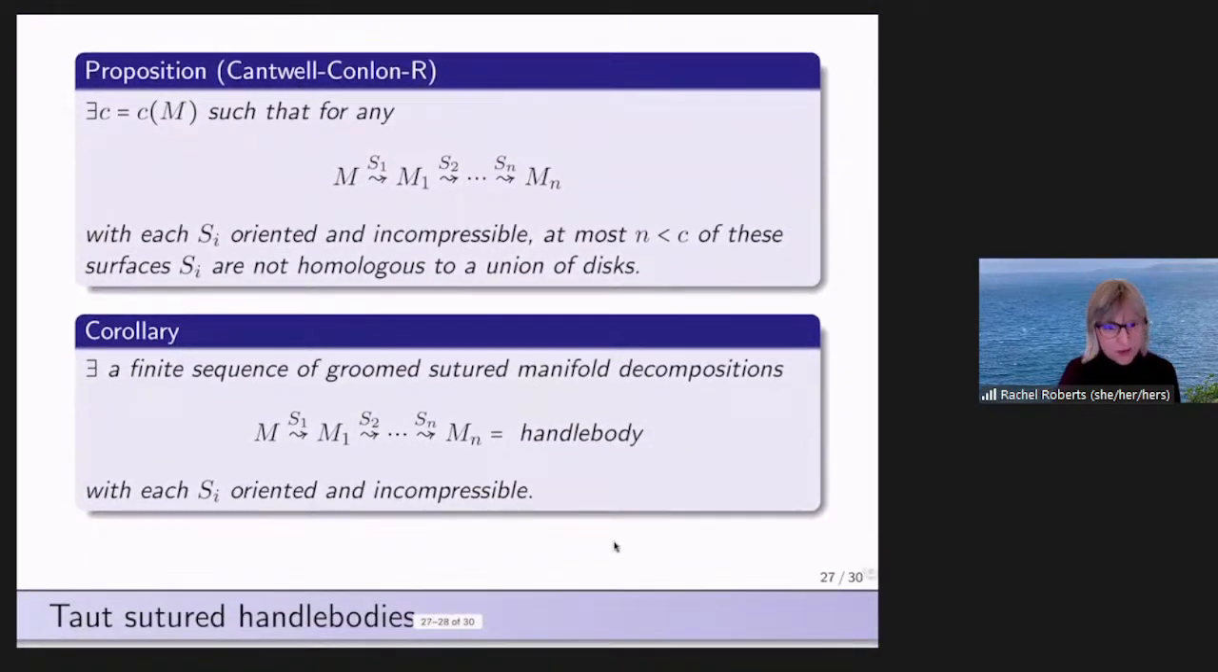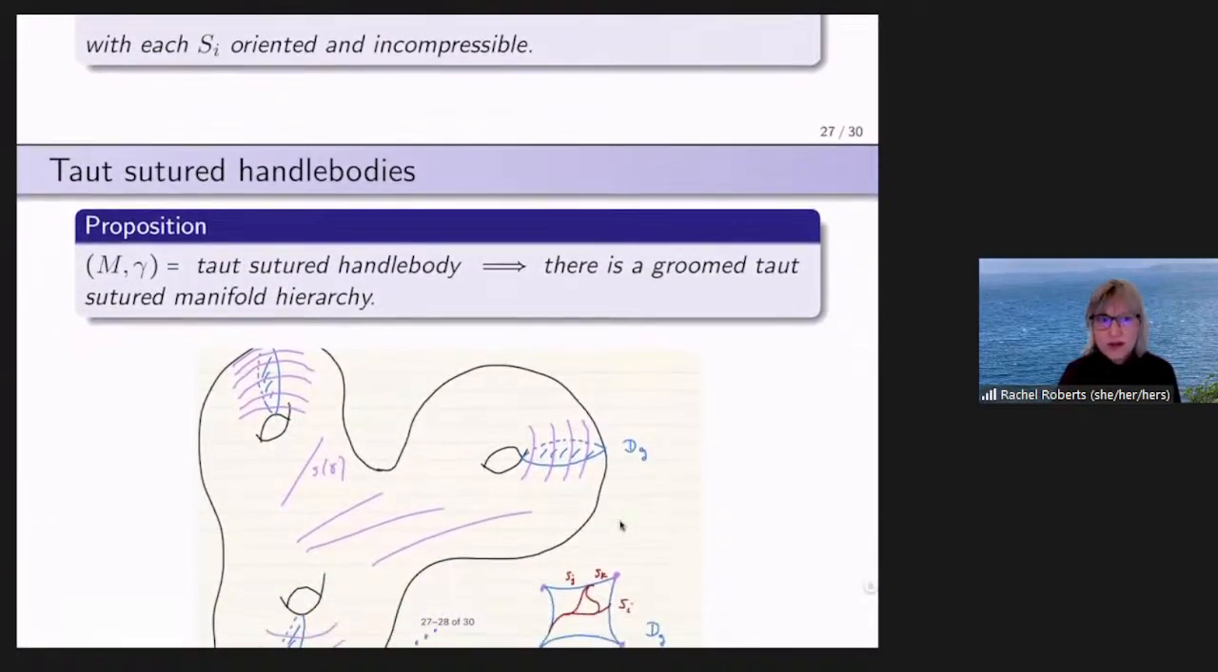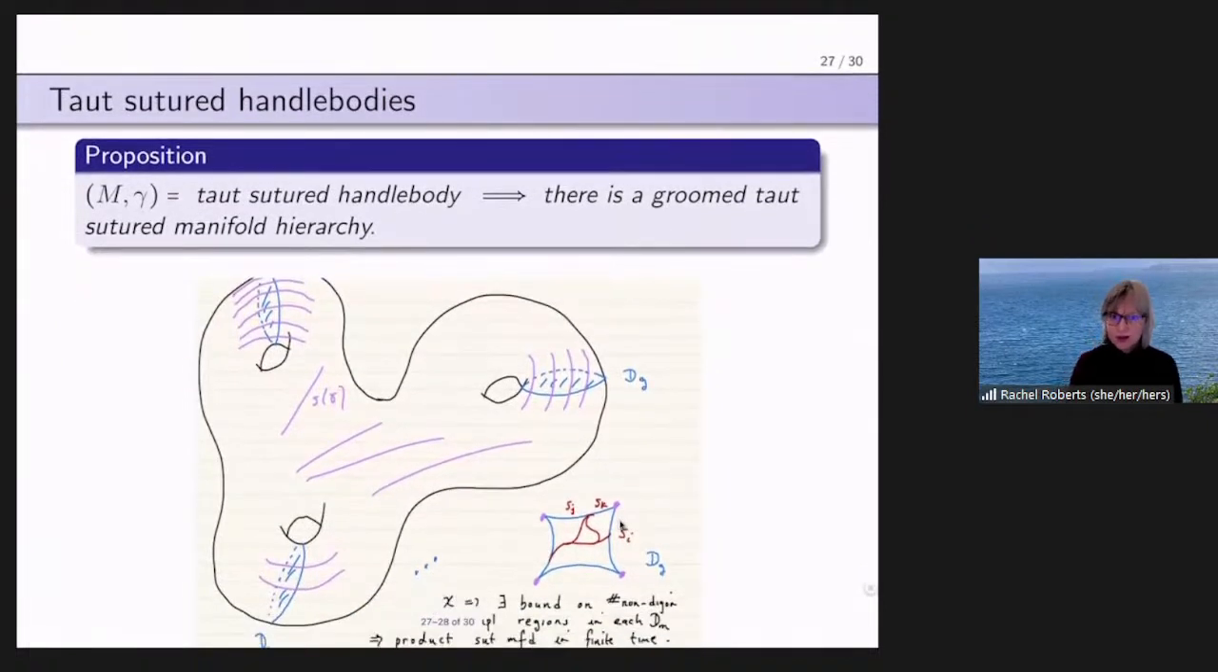But with a minor little toggle, you've got a really similar result. If your condition, instead of being boundary incompressible, is that the surfaces are not homologous to unions of disks, you can show that you have a bound again. And so that means that we have finiteness if our goal is to get to a handlebody. So the corollary, which we care about right now, is that there's a finite sequence of groomed sutured manifold decompositions that end you with a taut sutured handlebody. And so we can restrict attention to taut sutured handlebodies.